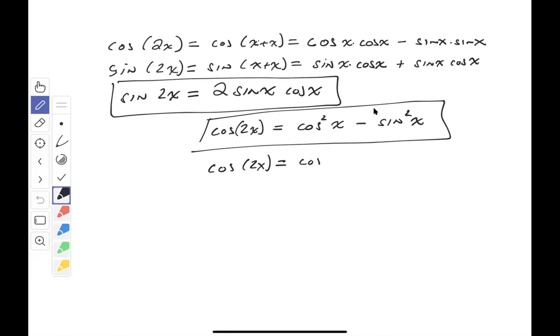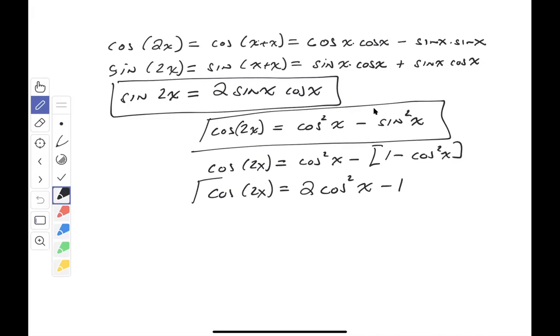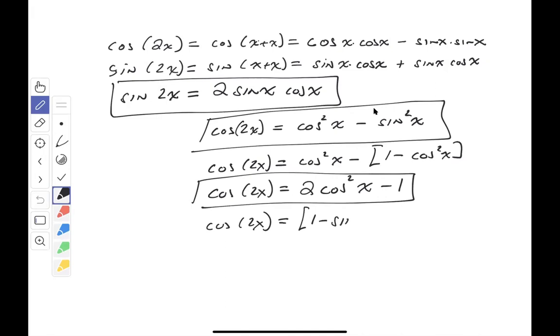Well, cosine squared x minus, I want to point out the sine squared could be written as 1 minus cosine squared. So cosine 2x is the same thing as 2 cosine squared x minus 1. Put a box on that as well. Let's do the next one. Cosine of 2x. Well, I could write cosine squared as 1 minus sine squared. I want to put what I'm doing here. I'm looking at this, and I wrote this down instead, and it's minus sine, right?